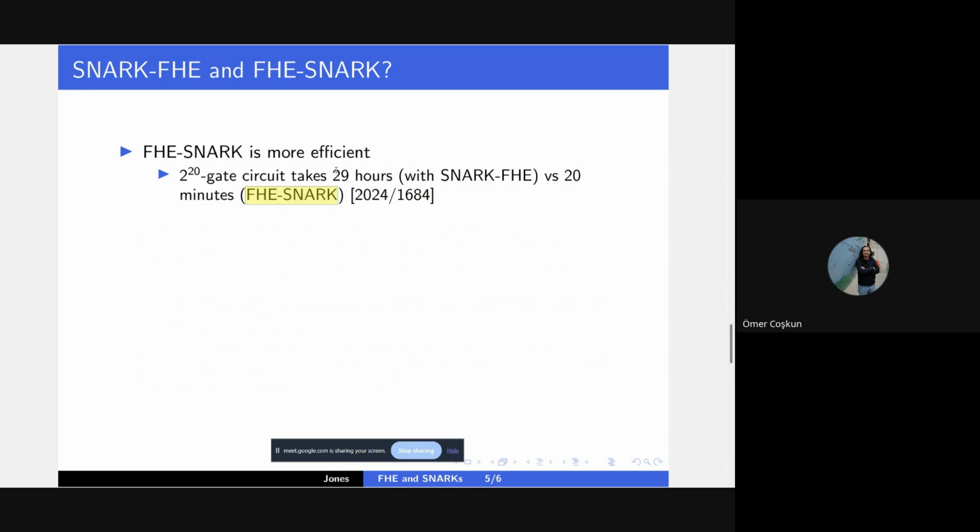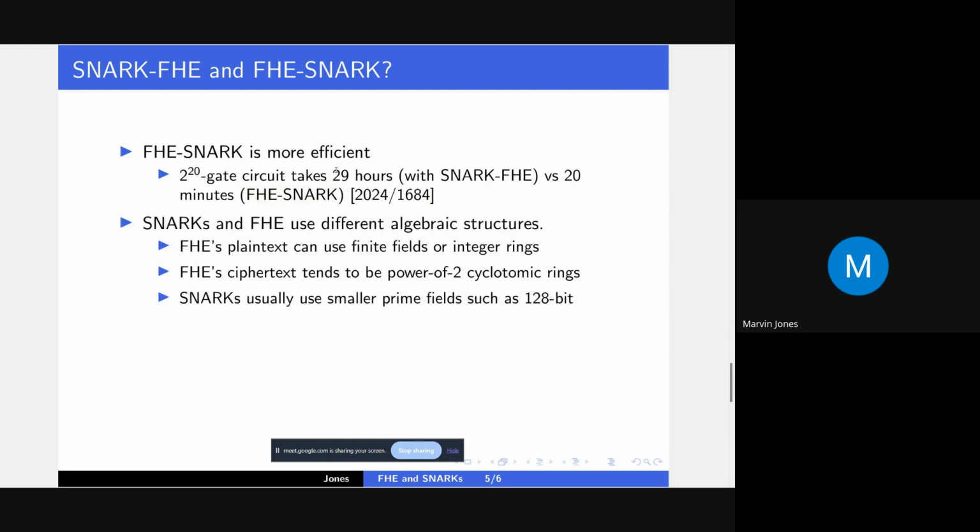It is because of the time of proof computation, right? It's not just the proof computation. The ridiculous time difference is because you're doing the snark proof in both of these. The difference is, what are you performing the snark proof on? And that's the crucial difference, because snarks and FHE use different algebraic structures.